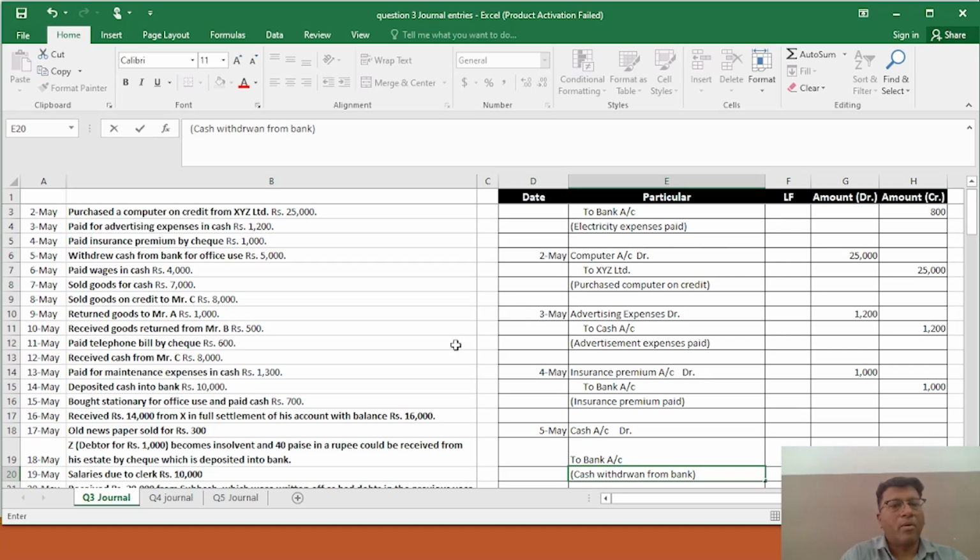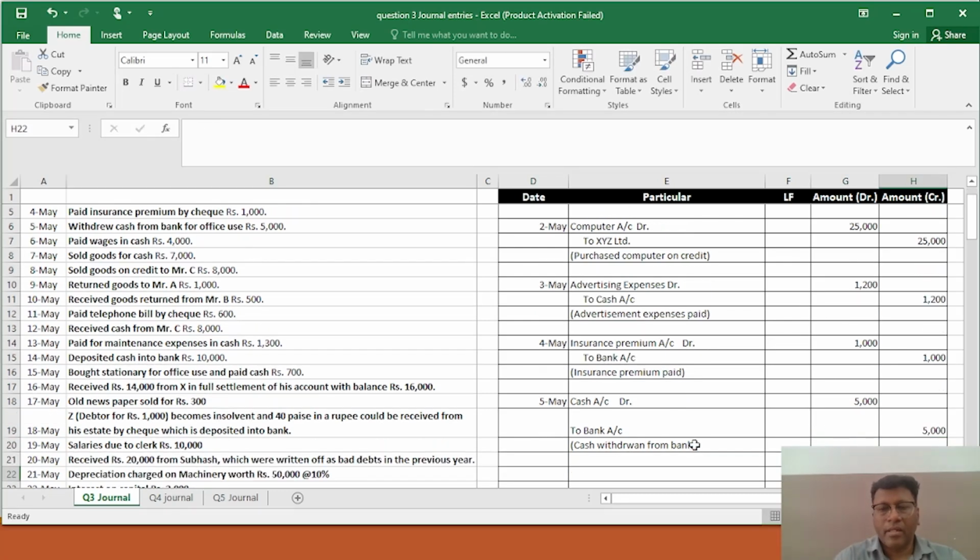And what was the amount? Rupees 5,000, right? So 5,000 you have to mention over here, 5,000, right? And what about the next transaction? Paid wages in cash. So this is again the issue that you have to identify the particular transaction, the particular account, and this is again an expense. Paid wages in cash rupees 4,000 on 6th May.